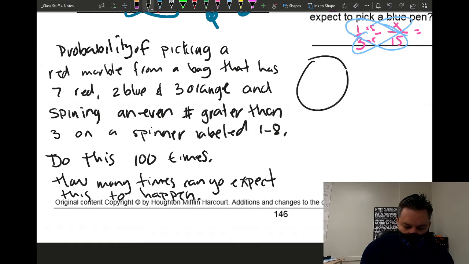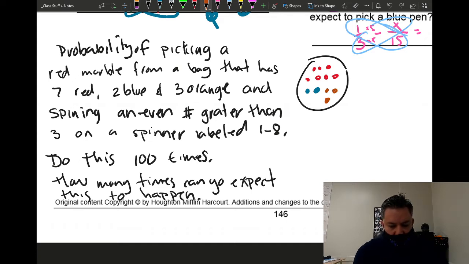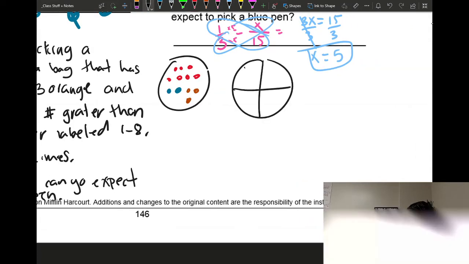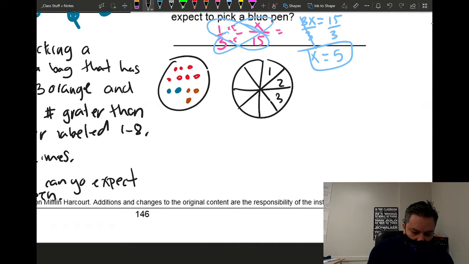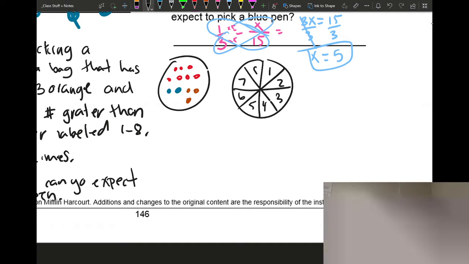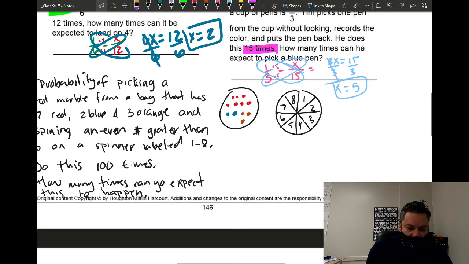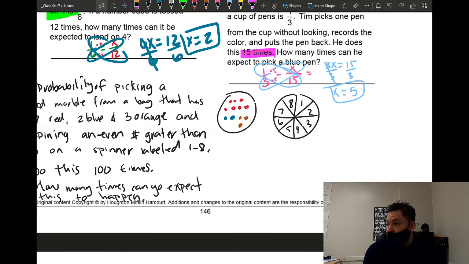So we have a bag that has 7 red, it has 2 blue, and 3 orange. That is supposed to be orange. Okay? That's one bag. And the other thing is a spinner labeled 1 through 8. So next, we have a spinner labeled 1 through 8. 1, 2, 3, 4, 5, 6, 7, 8. Okay? So now, it says, what is the probability? We're going to find the probability for each one of those things first.